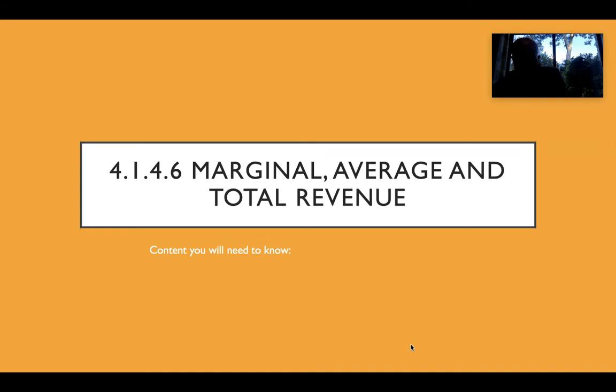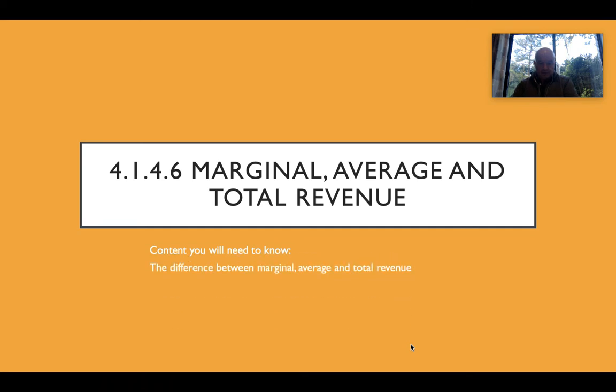Okay, the next thing we're going to start to look at then is marginal, average and total revenue. So we're moving on from economies of scale and starting to look at three very specific and different areas. The areas you're going to need to be able to understand include the following. The difference between marginal, average and total revenue is something that you're going to need to understand and be able to apply. Why the average revenue curve is the firm's demand curve.